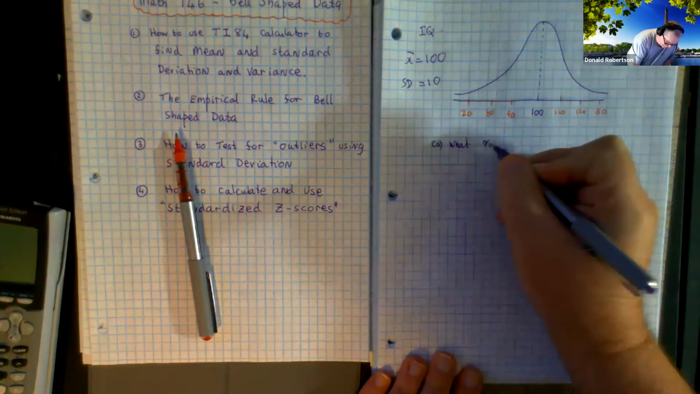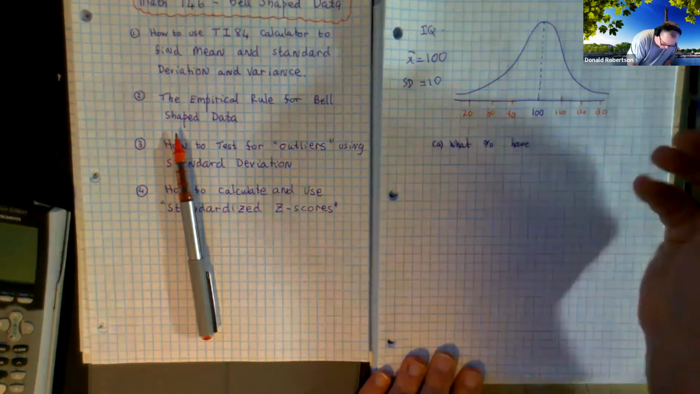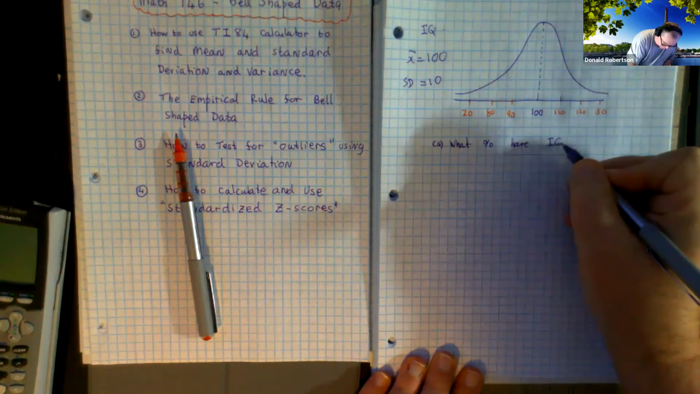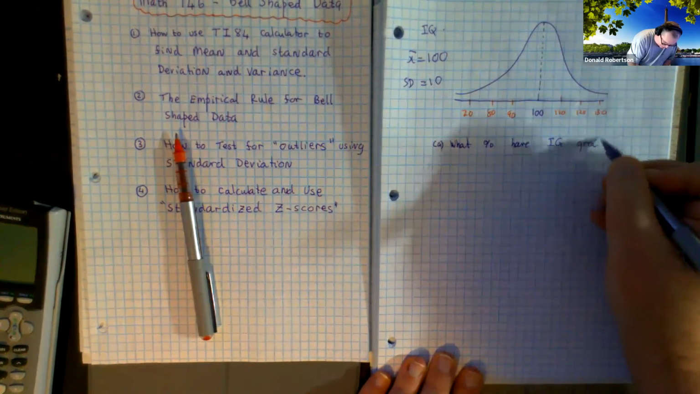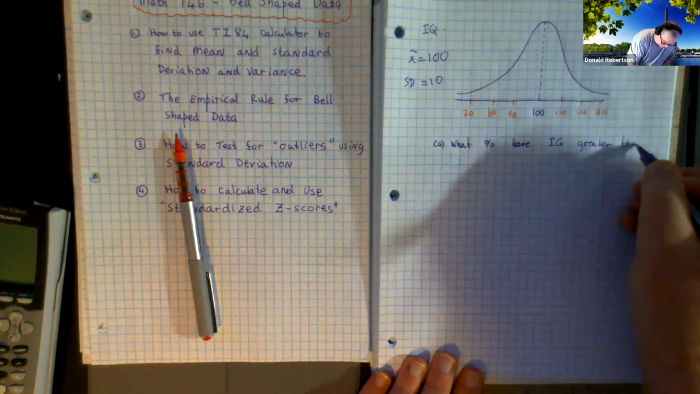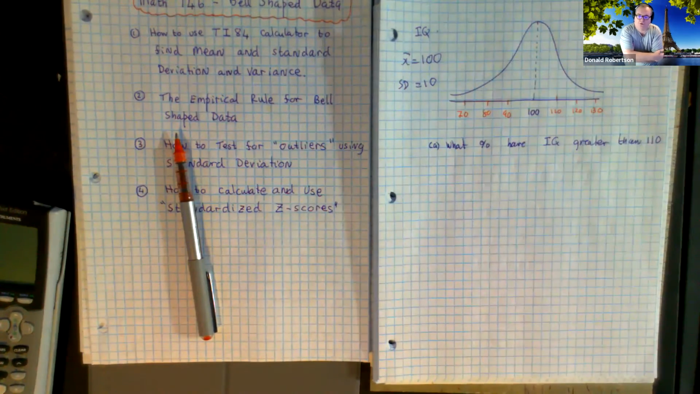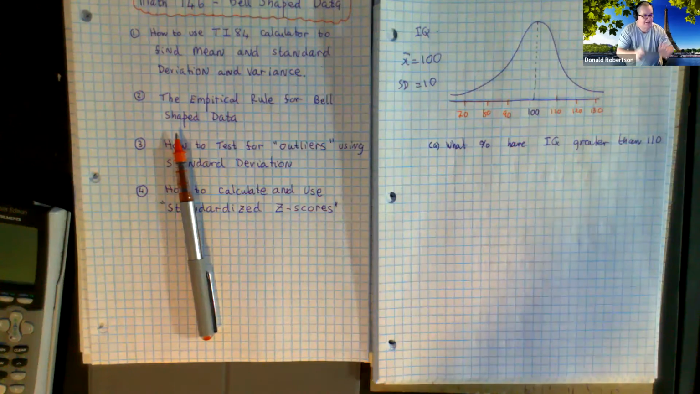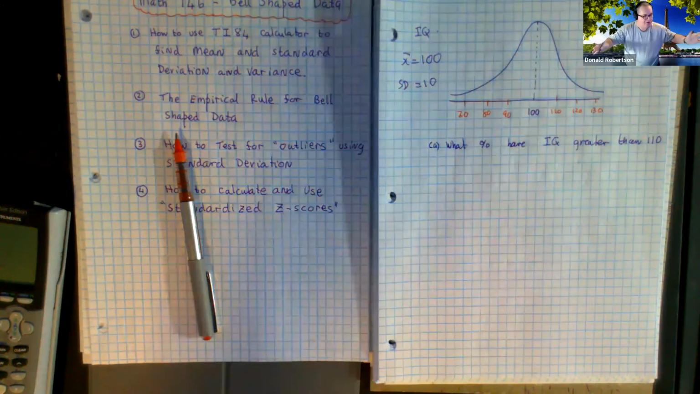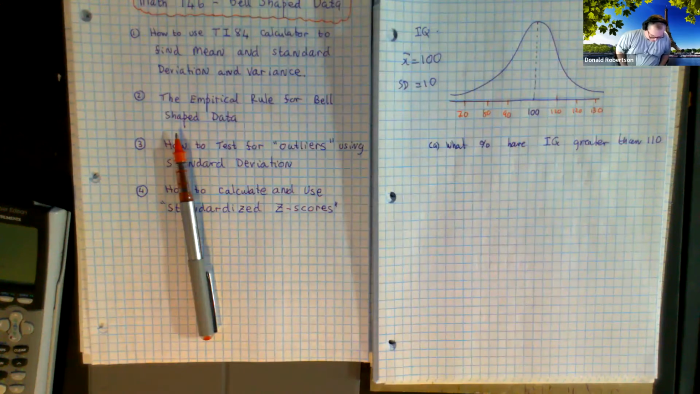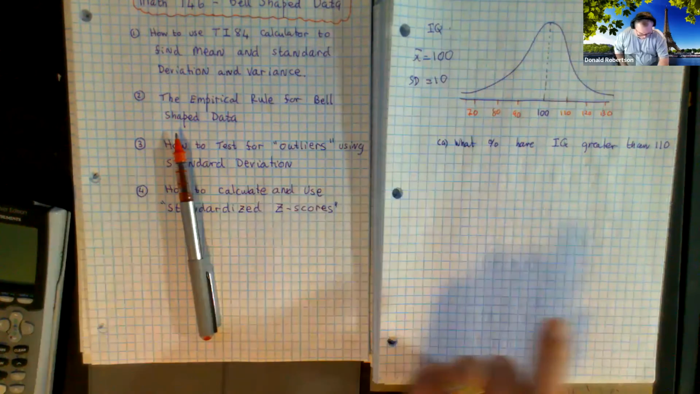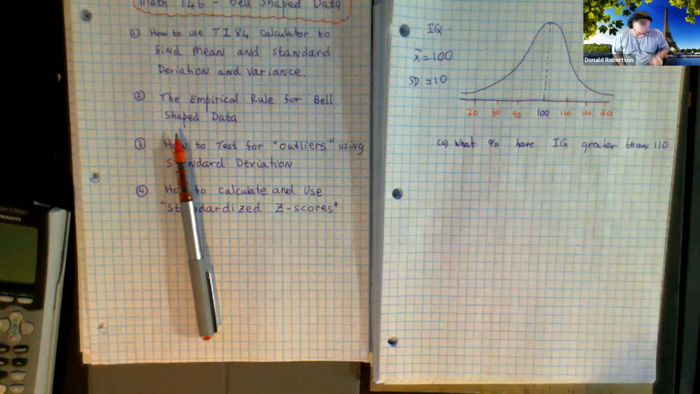What percentage of American adults have an IQ greater than 110? And you're going to say, you can't do that. I can tell you the middle 68, the middle 95, and the middle 99.7. Nowhere does it tell me, at least directly, what that is. So let me show you how you could do that.